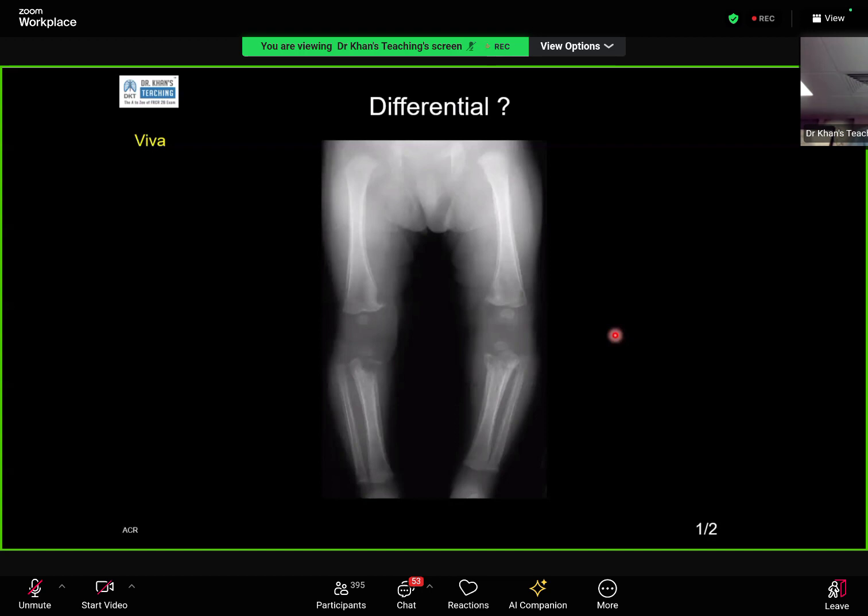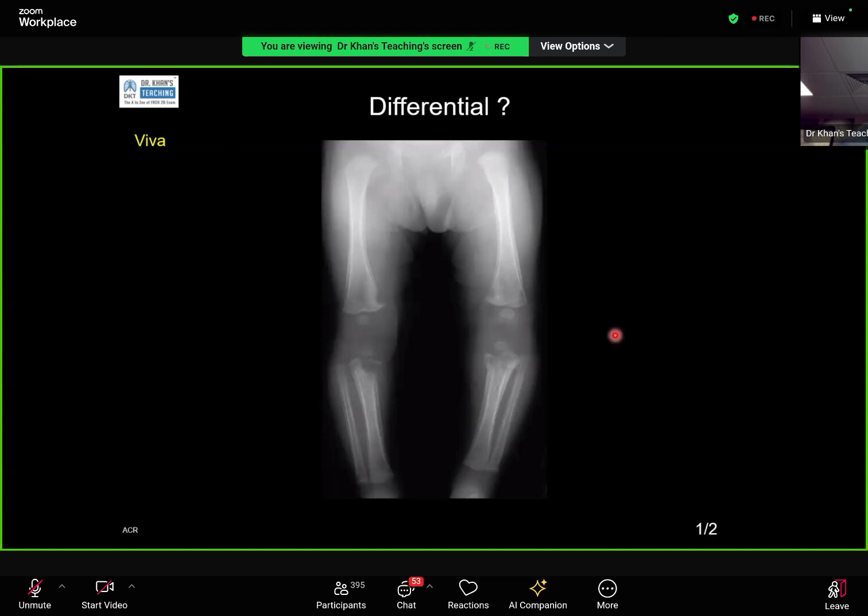However, I cannot appreciate any joint swelling. So in my differential would be Blount disease, and second, there is no Wimberger ring sign and no other findings, so it is not scurvy. Third, I'll keep infection.